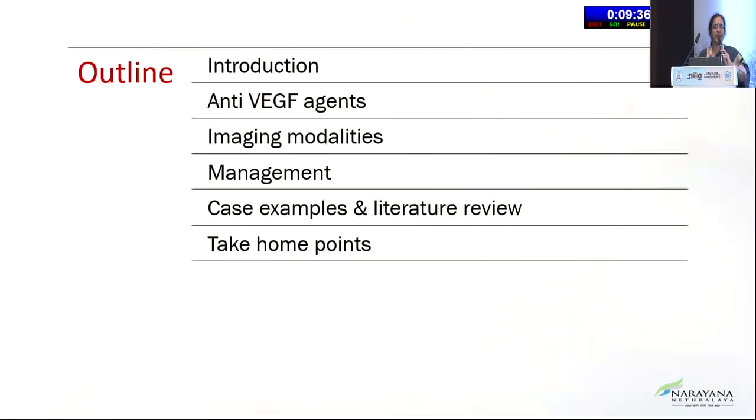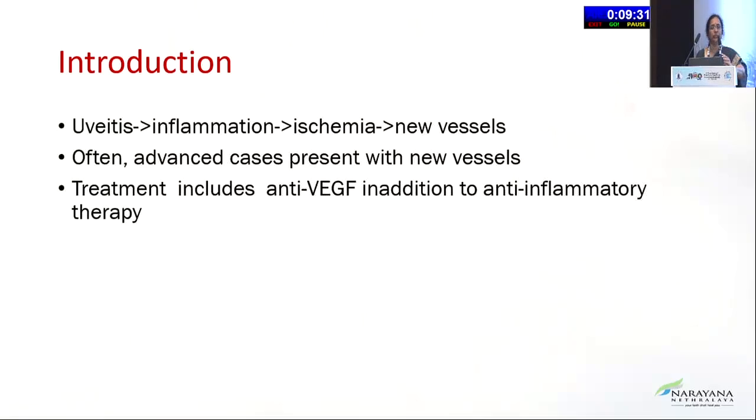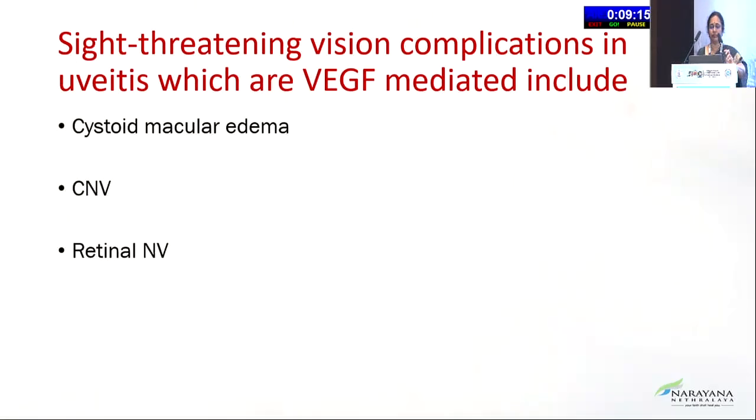Imaging modalities and management options with case examples, with take-home points. In uveitis, we have inflammation which leads on to ischemia, which in turn causes new vessel formation. So next, treatment includes anti-inflammatory agents and also the anti-VEGF agents. The sight-threatening vision complications in uveitis, which are VEGF-mediated, include cystoid macular edema, choroidal neovascularizations, and retinal neovascularization.